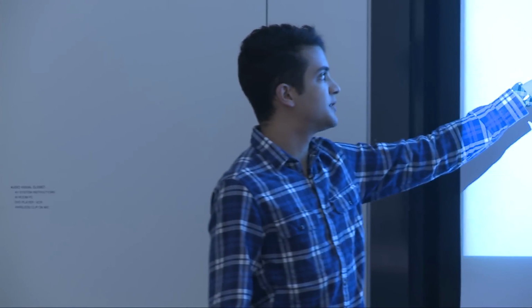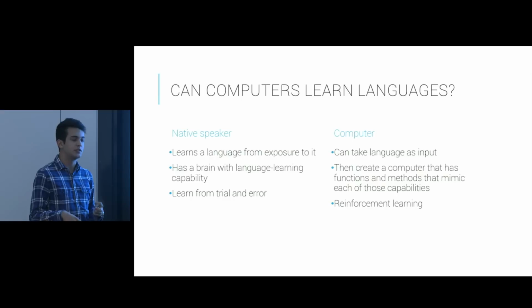The second thing is that native speakers also have a brain that has language learning capability. But if you think about it, a brain is like a solid thing. When you are born, it's already set as this is your brain. As you grow up, you just get more input of language and maybe nutrients and other stuff, but pretty much your brain is a solid thing. So maybe you can build a computer that has a bunch of functions and methods that mimic language learning capability. In that sense, you could say, I can have a computer that has all the things I need to learn language. And the last thing is that a native speaker learns from trial and error.